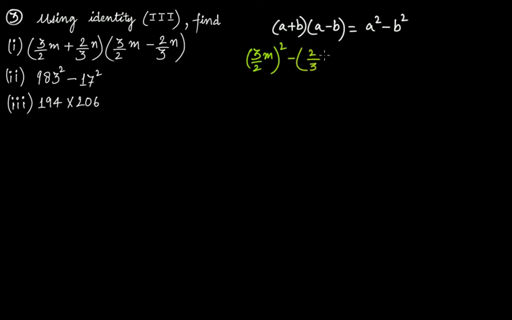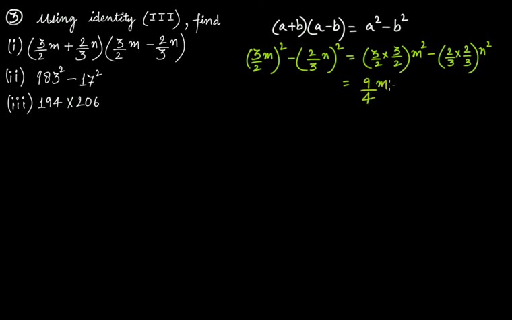b is 2 by 3n whole squared. So this becomes 3 by 2 m multiplied by 3 by 2 m, squared, minus 2 by 3 n multiplied by 2 by 3 n, squared. If you solve it, 3 times 3 is 9 by 4 m squared minus 4 by 9 n squared. Okay, this is your answer.